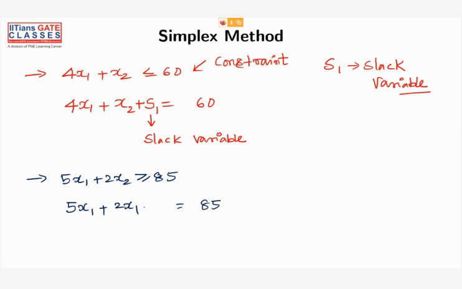Should I subtract here or should I add something here? Obviously I have to subtract. So I am subtracting something onto the left hand side so that this value reduces and becomes equal to 85. And this I call S2, and this S2 is called your surplus variable.